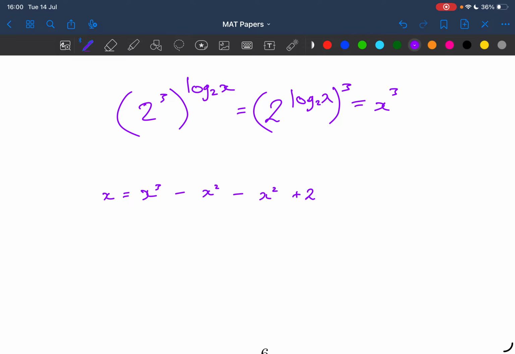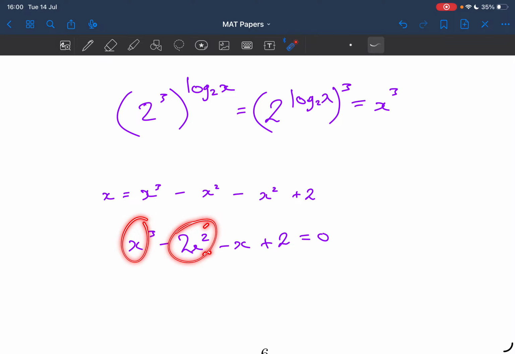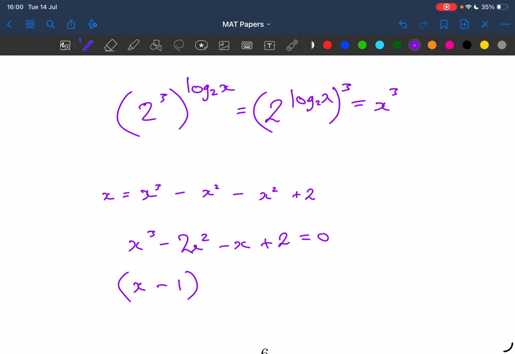Let's try and rearrange this. So we have x cubed minus 2x squared minus an x plus a 2. Often they're going to make these have 1 as the solution. Does it work? 1 minus 2, well, 1 minus 1, 2 minus 2. So yeah, x minus 1 does work. It's always worth checking 1. Or check -1 as well if that's not going to work.